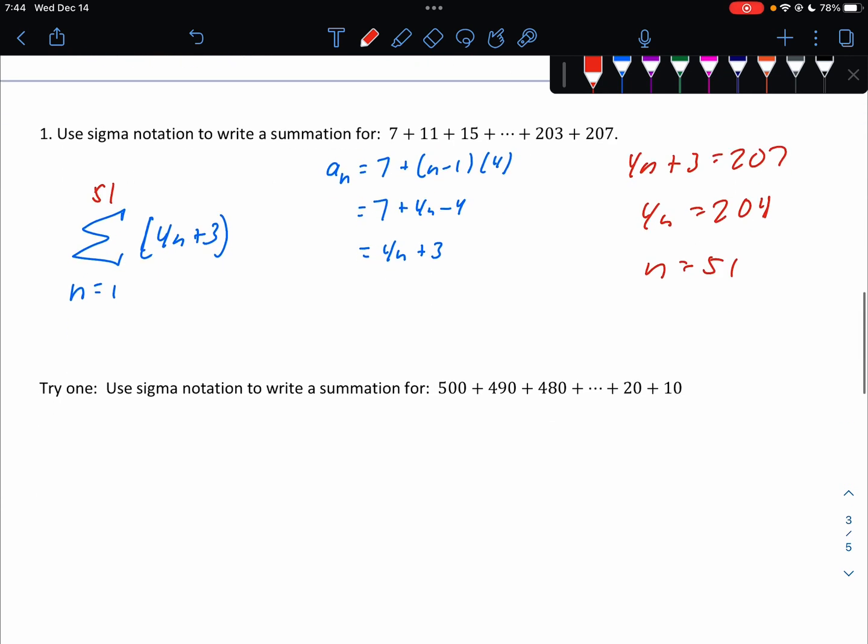At this point, pause this video and try the one below it. When you've finished, you can unpause the video and I'll go through the work.